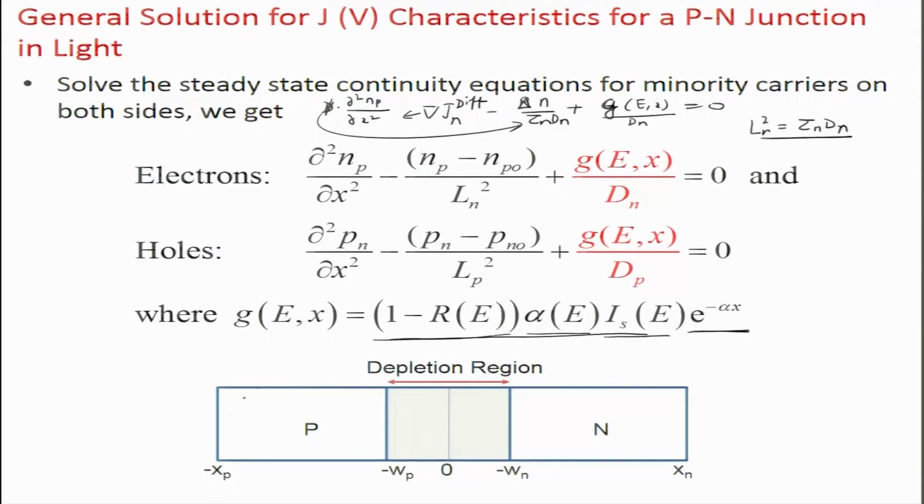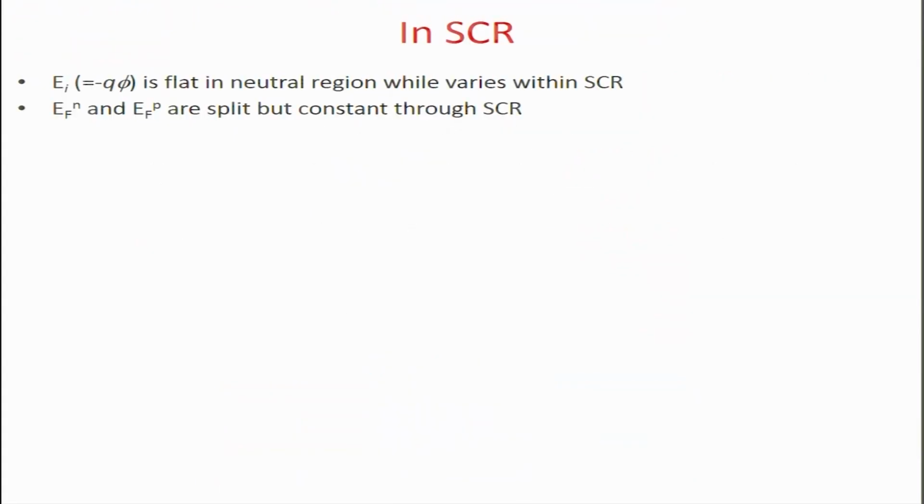You have now a device whose edges are located at minus xp and xn, whereas the edges of the depletion region on the P and N side are located at minus WP and plus WN. Okay. So now we go to next.